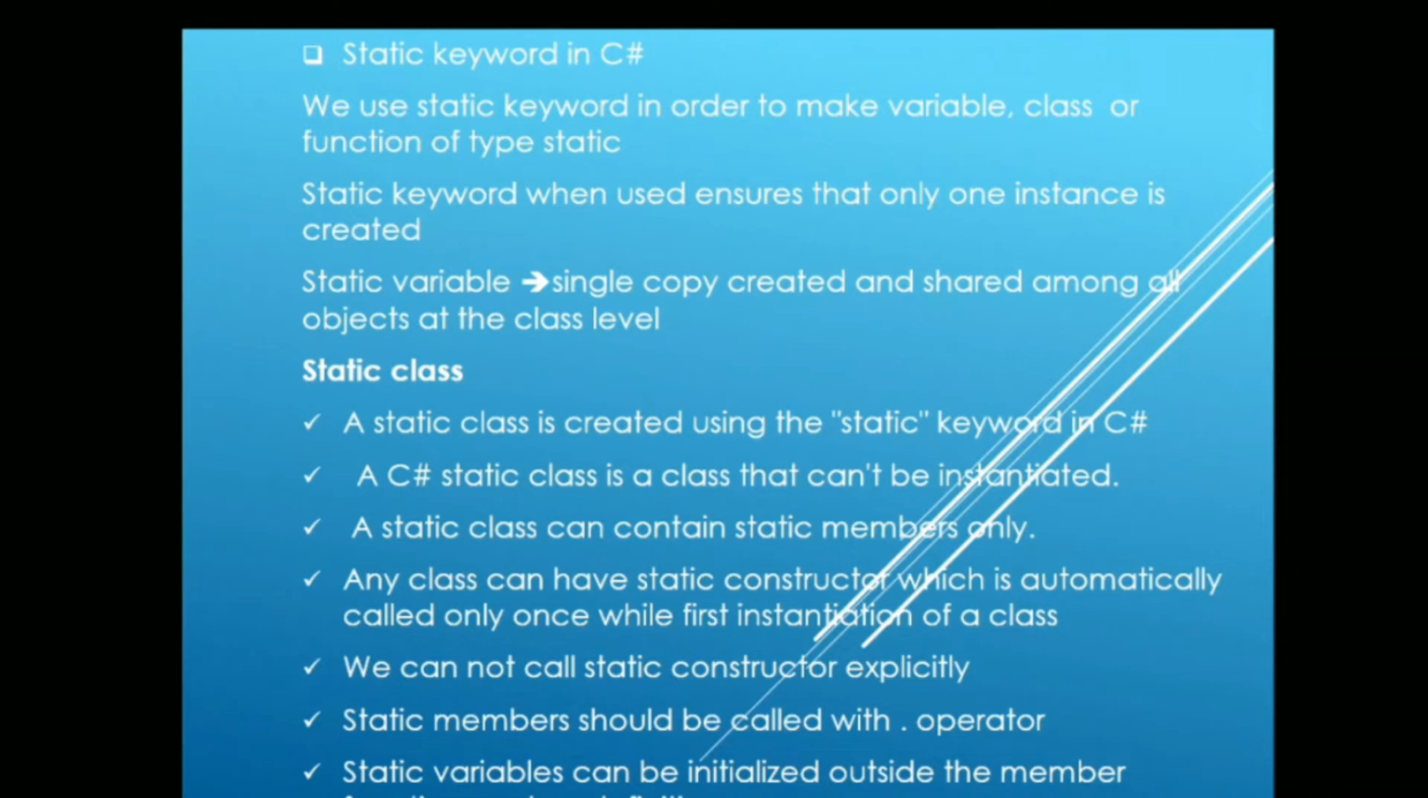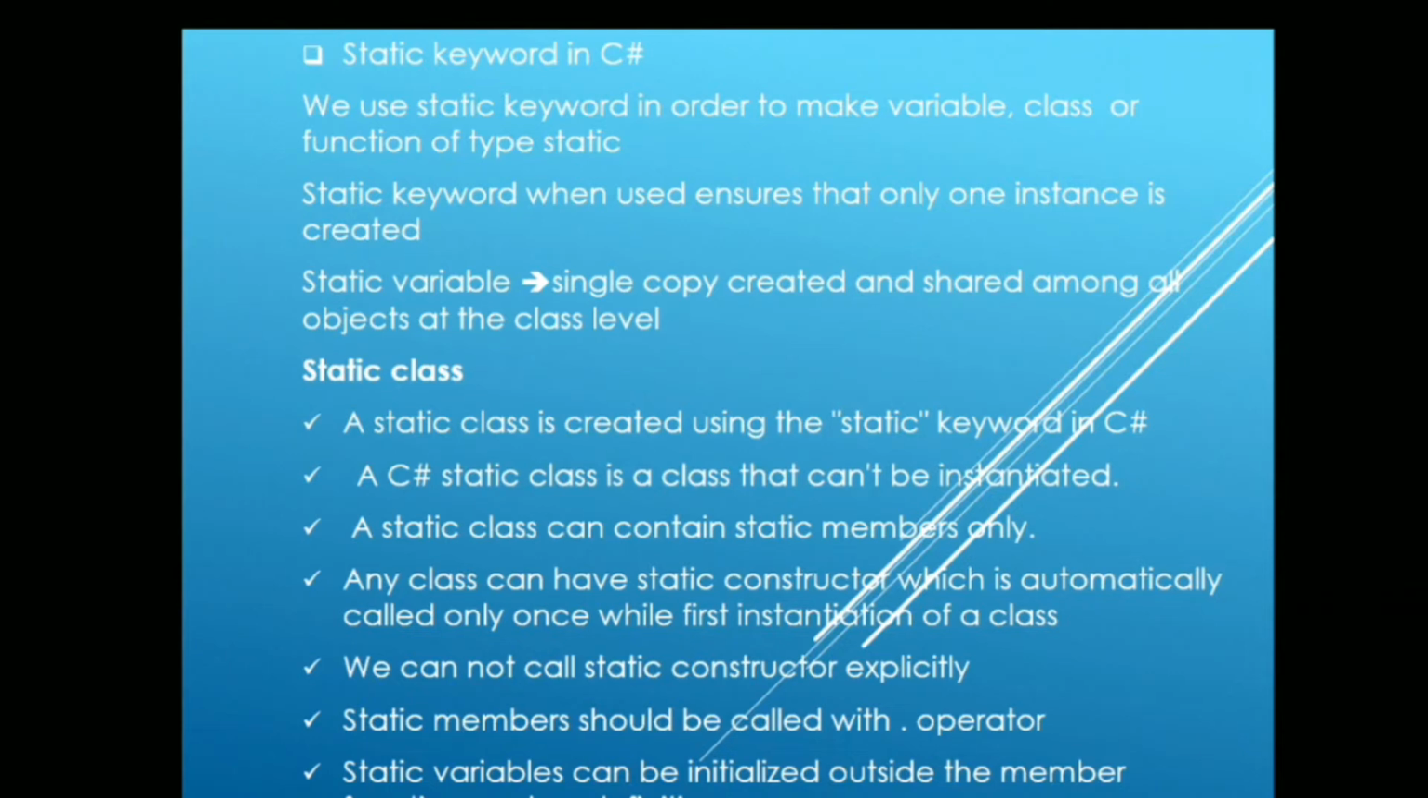Static keyword when used ensures that only one instance of that particular type is created. Talking about the static variable, when we make the variable static, that ensures that a single copy of that variable is created and the same copy is shared among all the objects at the class level. Talking about the static class, a static class is created using the static keyword in C#. A C# static class is a class that cannot be instantiated.